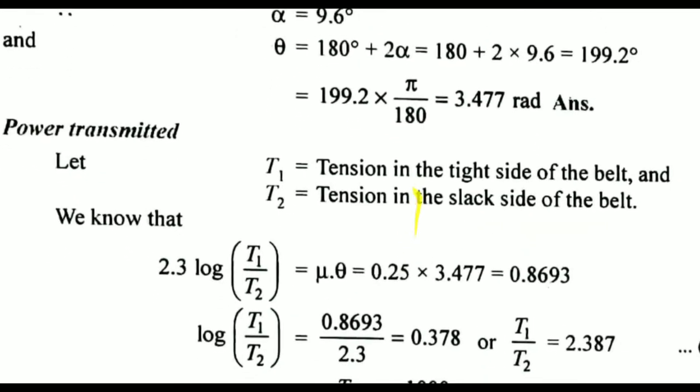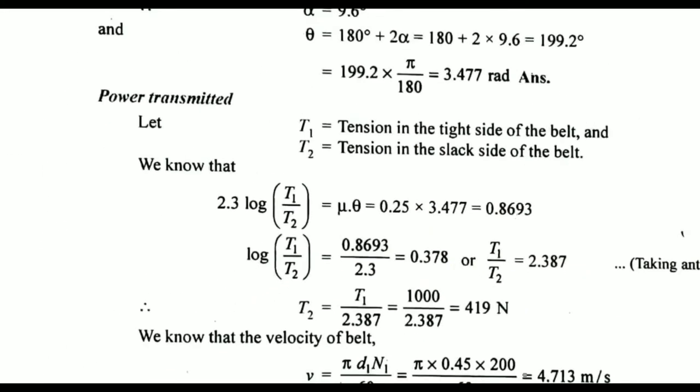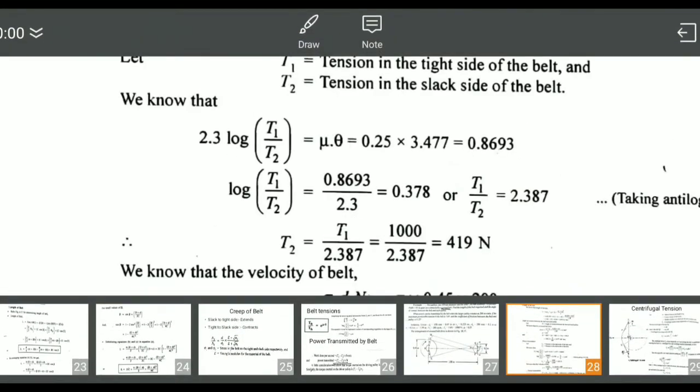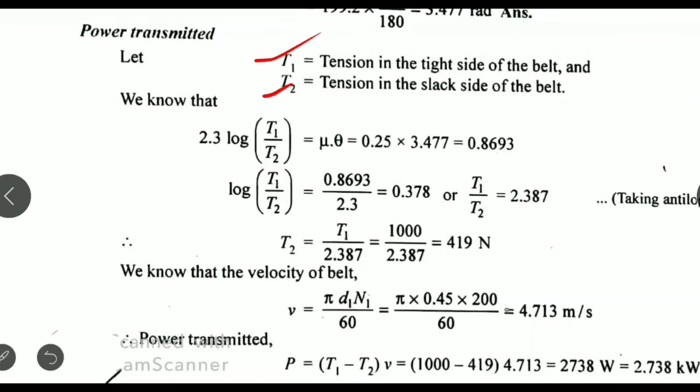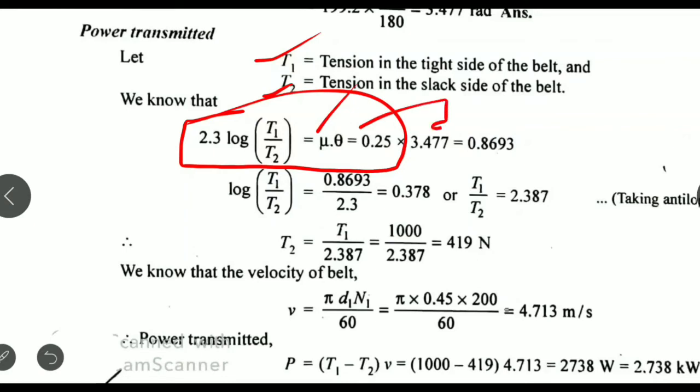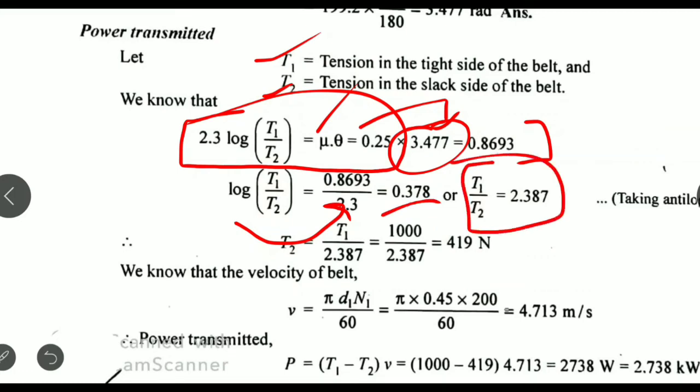And the third part they have asked about the power, so we'll move toward the power. You can see here power transmission, T1 tension on the tight side, T2 tension on the slack side. You can use the equation T1 by T2 is equal to e raised to mu theta, that we have seen in the previous slide, or this logarithmic term also you can use, 2.3 log of T1 by T2 equals mu theta. Mu is known, theta is known, theta is in radian, we always have to keep it so, so we'll get the value. Converting this log, we will get 0.378, and therefore the T1 by T2 is equal to this much ratio, correct.